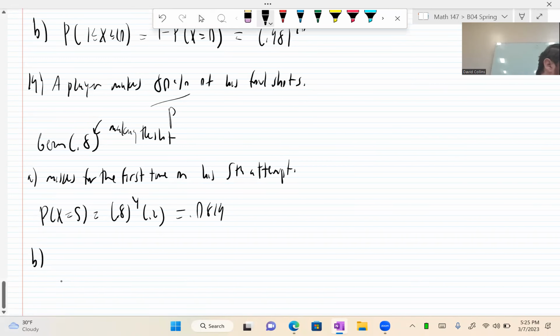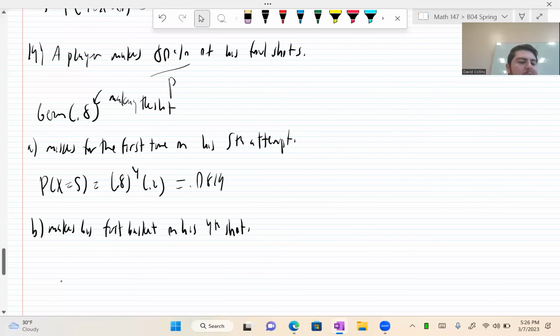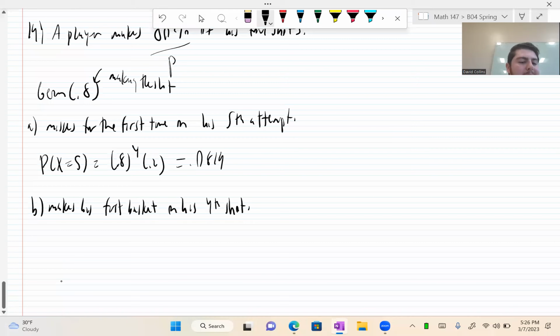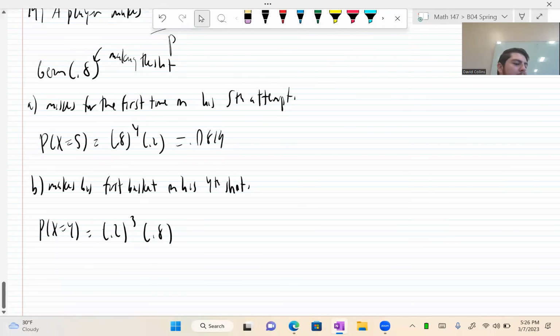Part B is makes his first basket on his 4th shot. So now we're going back to the geometric with 0.8. We want this to be 4. So this is he misses 3 times, scores the 4th time. And I really want you guys to think in terms of the Bernoulli trials. You know, miss, miss, miss, score.